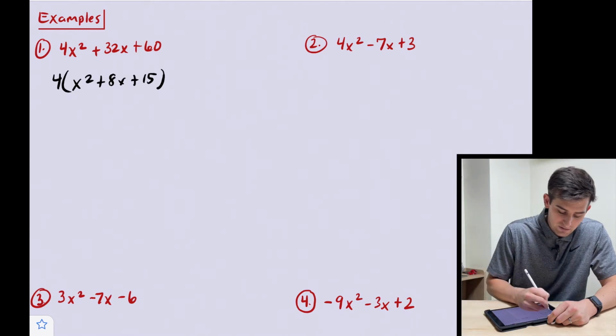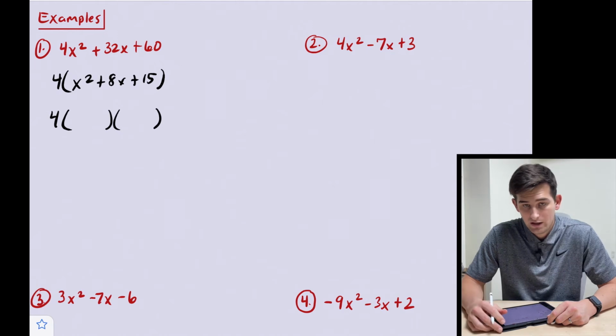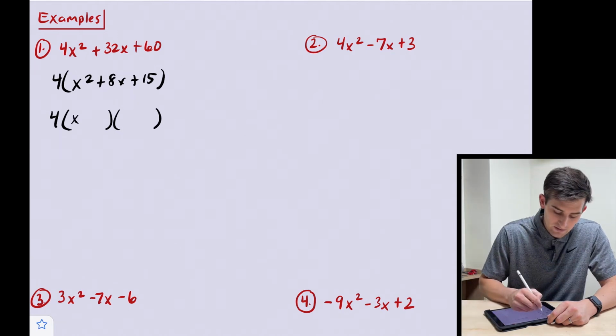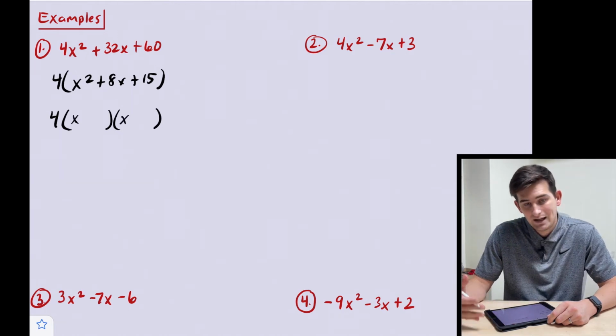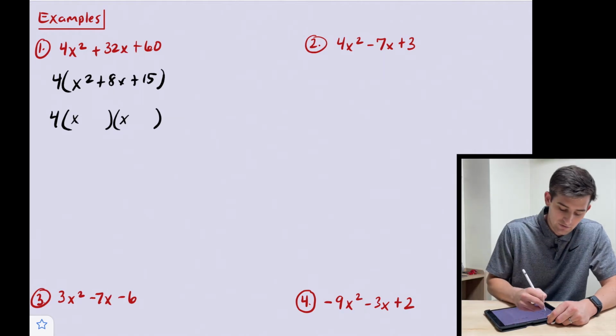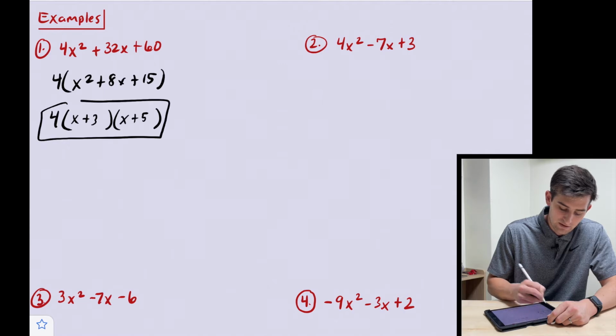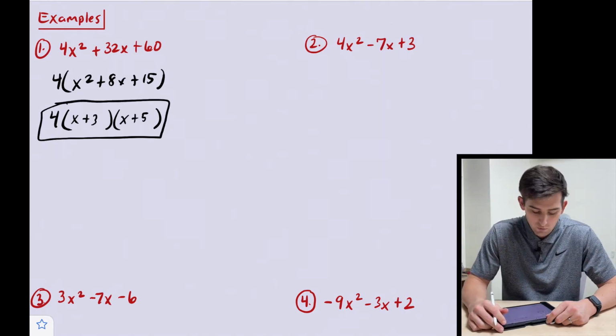So now we can just leave the 4 here, and we can write our two binomials. Our variable is x, and we want two numbers that add to 8 and multiply to 15. So hopefully you're thinking positive 3 and positive 5. All right, and so there's our factored form for number one.